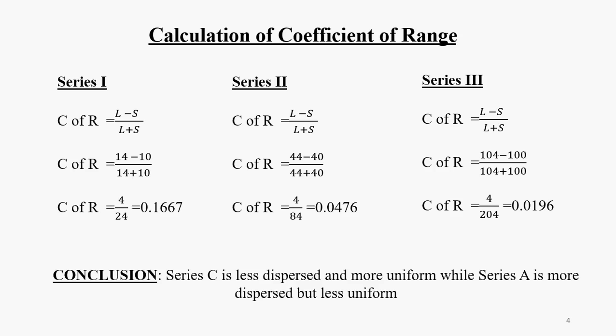There are no hard and fast rules, just compare. After comparing, for the least one we need to write that it is less dispersed, more uniform. Which one has the larger result, we have to write more dispersed, less uniform. So that is the way we need to understand and write the conclusion after calculating range and coefficient of range for this type of problem. So I hope this example is clear to understand.